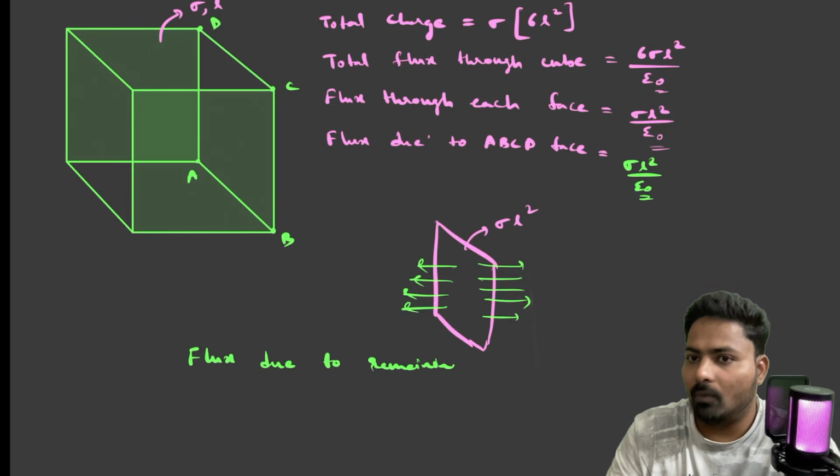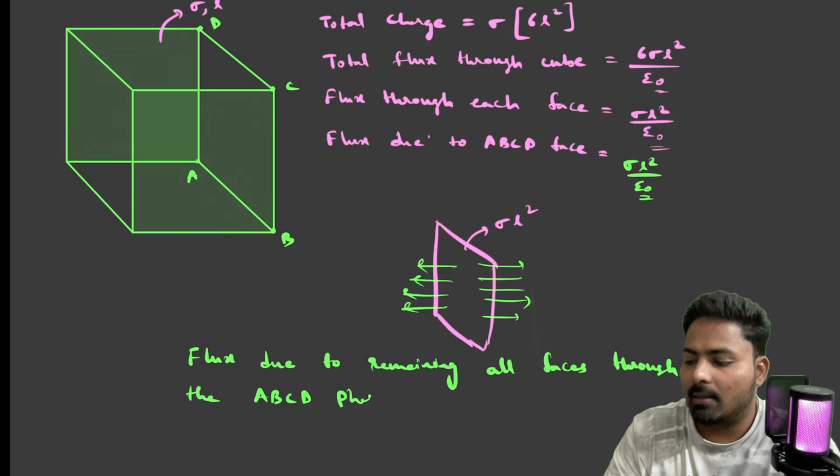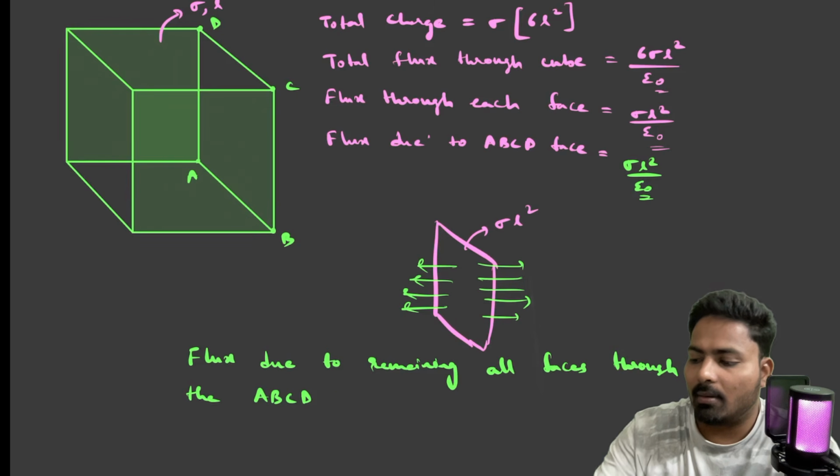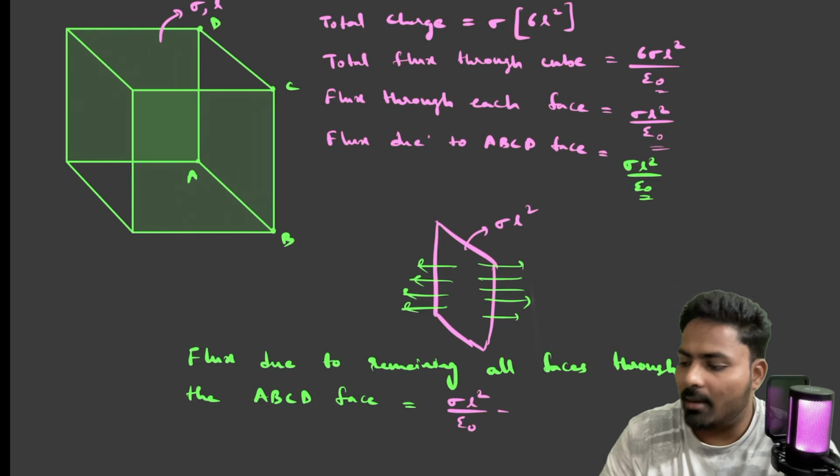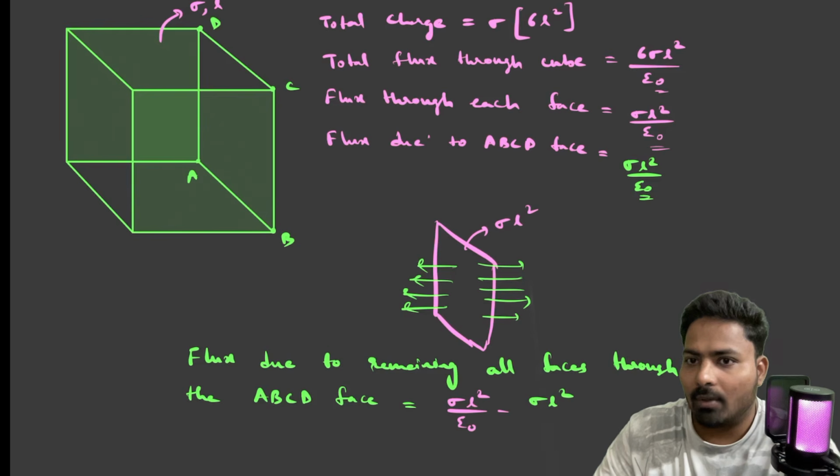So therefore, the most important thing is this one: the flux due to the remaining all the phases through the ABCD phase is equal to sigma, this pink one that I'm going to write is the entire flux, that is sigma L square by epsilon naught. And with this pink, the green one, I'm removing the self one. What is the self one? Sigma L square by 2 epsilon naught.